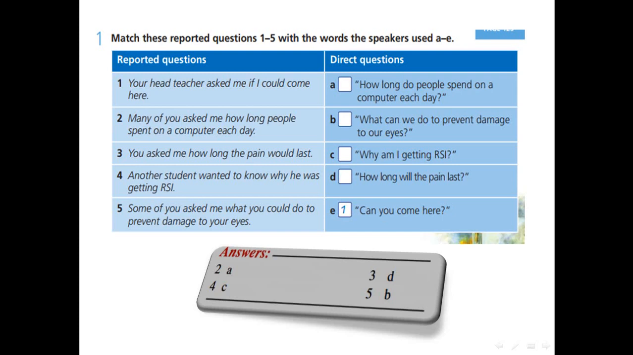Number 4. Another student wanted to know why he was getting RSI. And RSI, of course, is repetitive strain injury. So what did he say? What are the actual words? The actual words are number C. Why am I getting RSI? Number 5. Some of you asked me what you could do to prevent damage to your eyes. It is matched to number B. The actual words were, what can we do to prevent damage to our eyes? Mind the expression damage to.